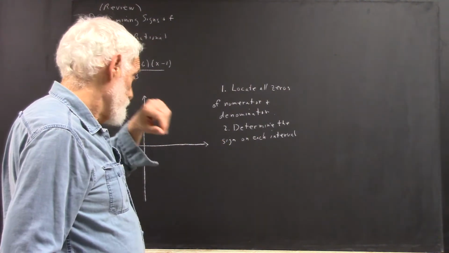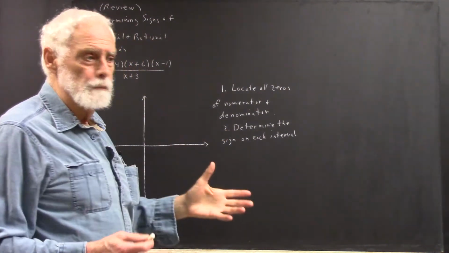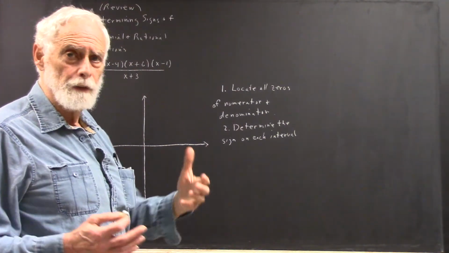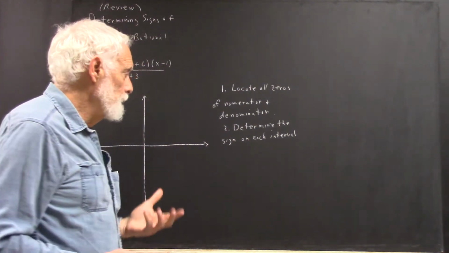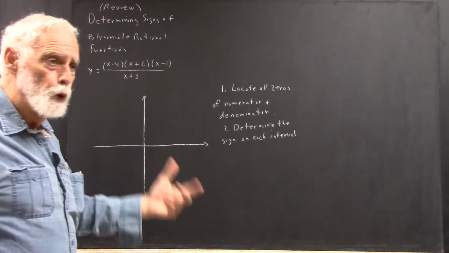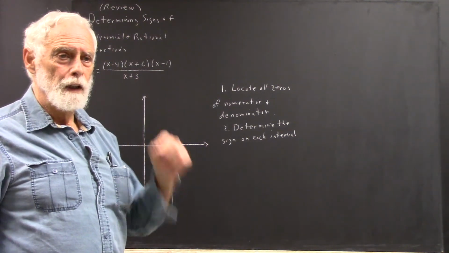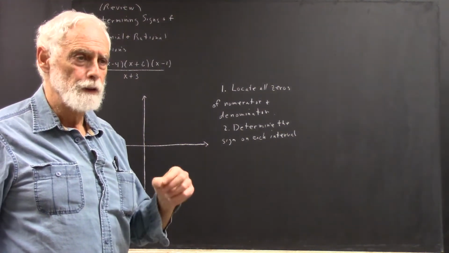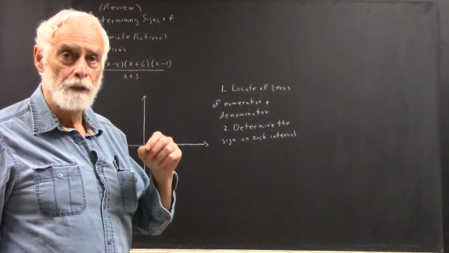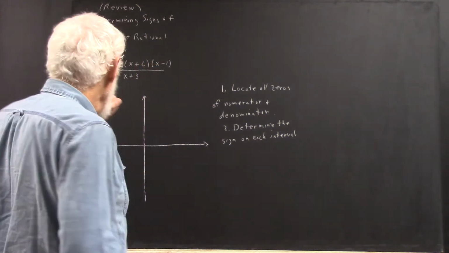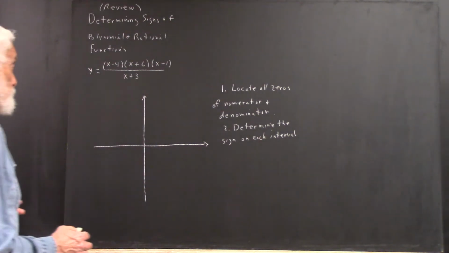And we can do that using common sense if we have decent number sense, but even if we don't, we can pick a point in each interval and evaluate the function at that point, or at least evaluate the sign of every factor at that point.